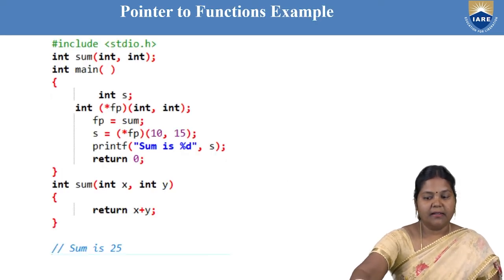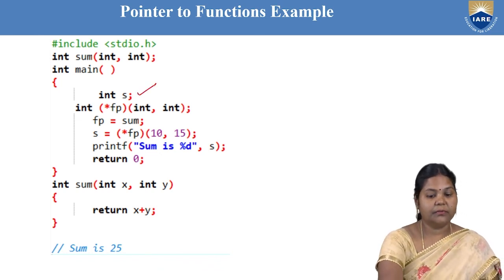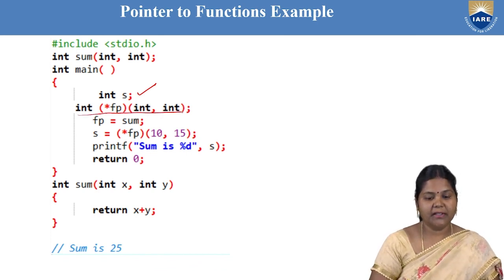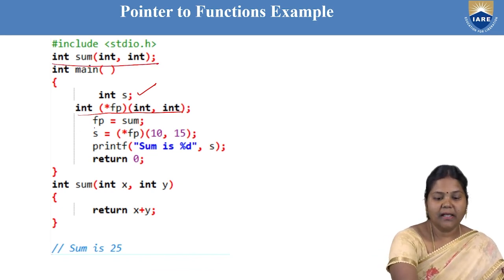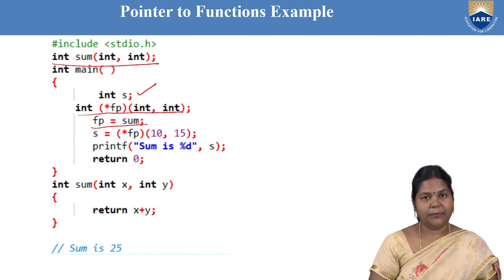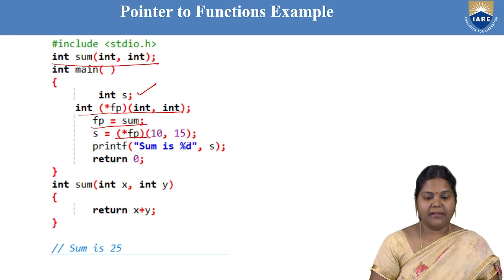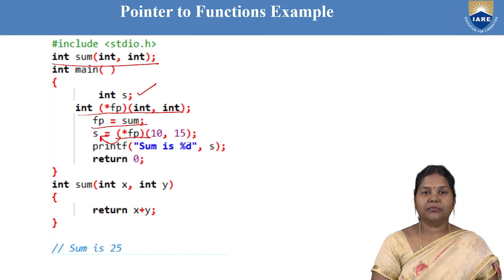So let us go for one example here. Now s is a normal variable. Here we have declared one function pointer for storing the address of this function sum. Now fp contains the address of sum, and we are doing the function call by passing two arguments, 10 and 15. So we are writing star fp 10, 15. So 10 and 15 are the two arguments and we are calling the function through its address. Now this function returns an integer value that will be stored into the variable s.